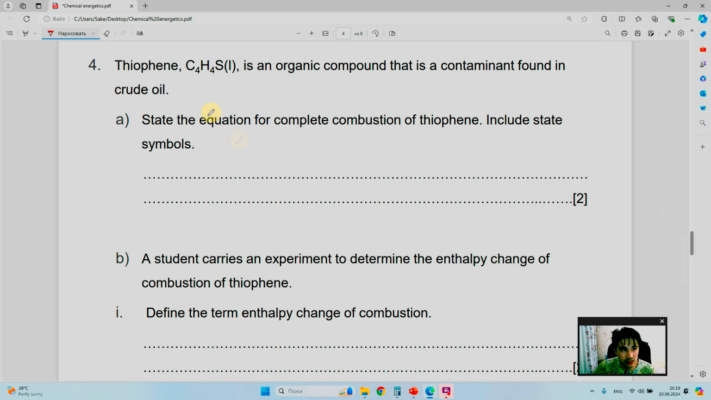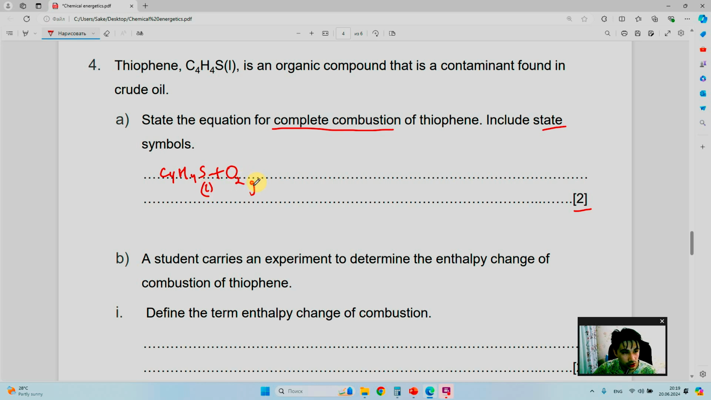So, some organic substance containing hydrogen, carbon, and sulfur is burned. And you need to show the reaction equation for that process. Very easy. So, look at the conditions. So, it's complete combustion. So, you have to make oxides of elements. So, don't forget about state symbols. There are 2 marks for that, and probably if you forget them, you'll be punished by lowering your mark by 1. So it's a liquid, it's already given, don't forget about it.